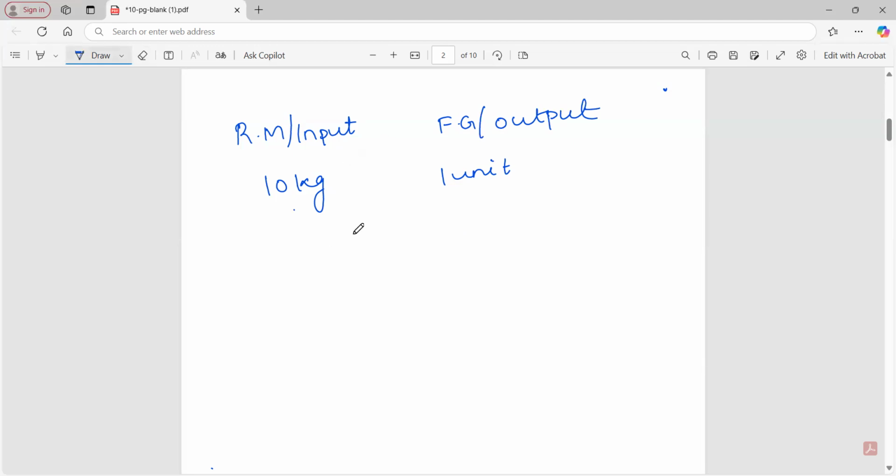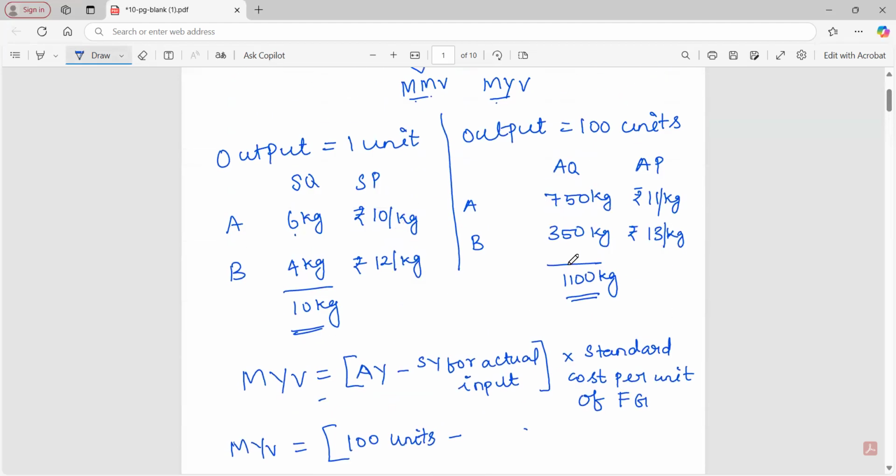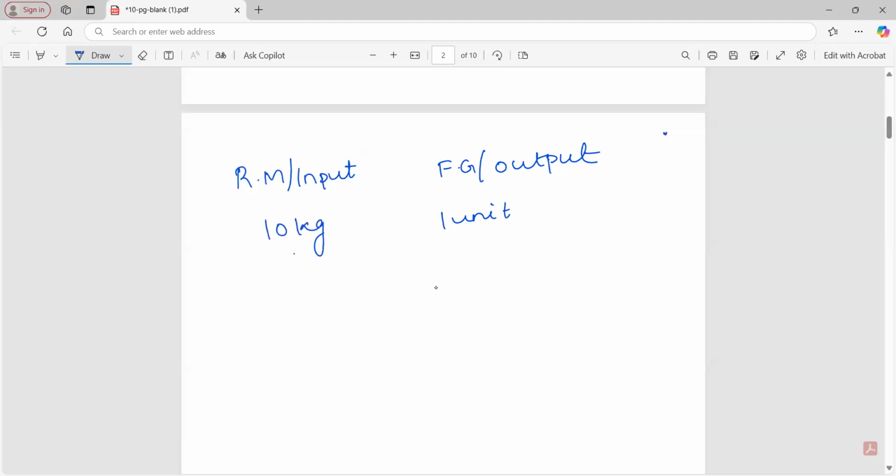What is the actual amount of raw material used by me? I actually used 1100 kg of raw material, or my input is 1100 kg.